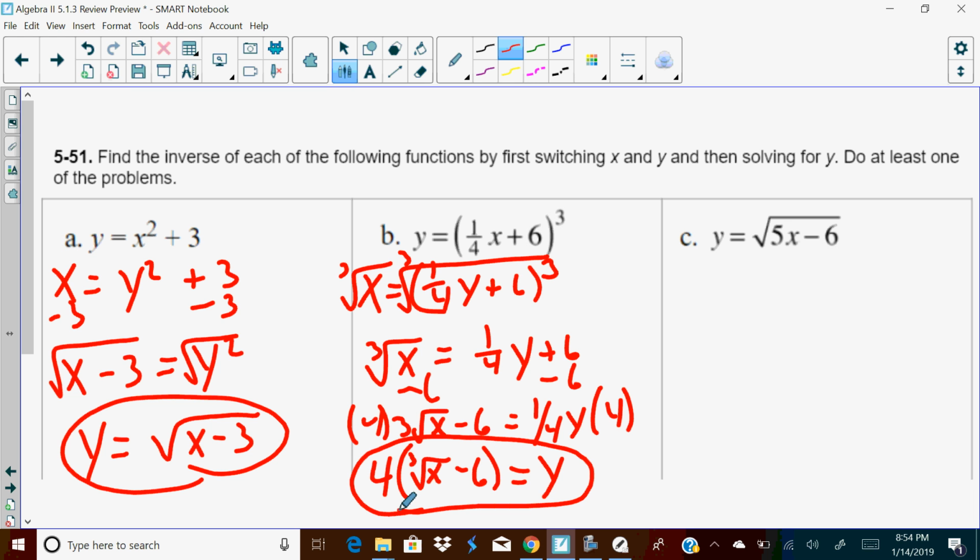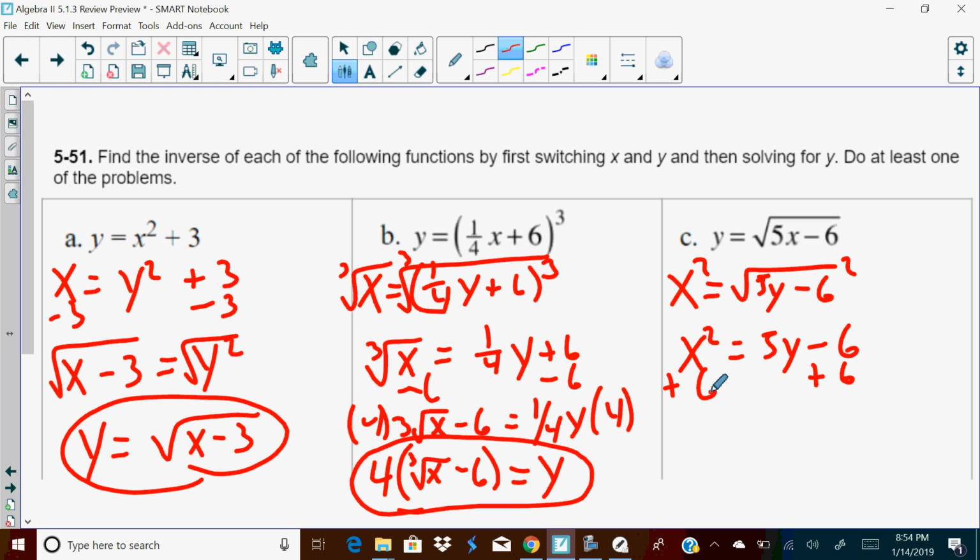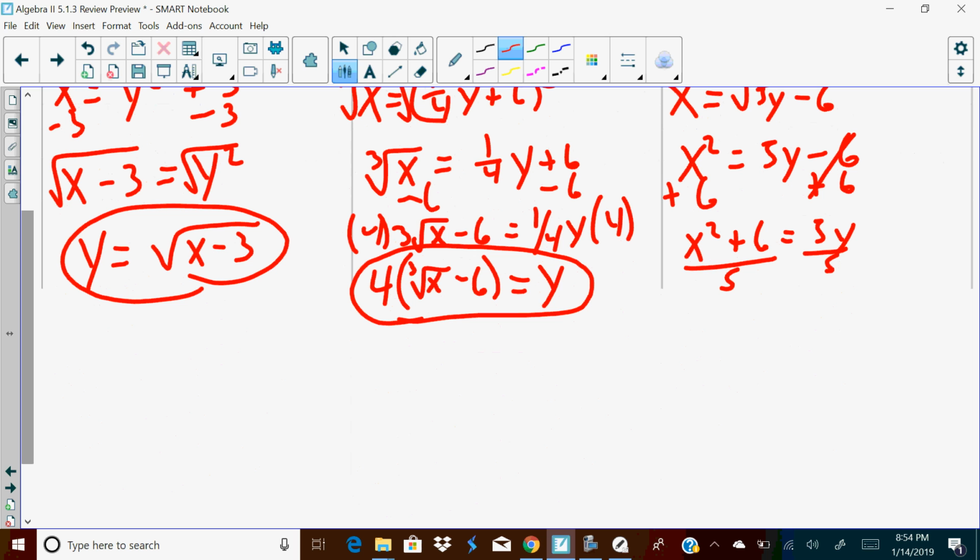Okay, so for C, I'm going to get x equals the square root of 5y minus 6. So square both sides. So x squared equals 5y minus 6. Add 6 to both sides. x squared plus 6 equals 5y. Divide both sides by 5. So I'm going to get y equals x squared plus 6 divided by 5.